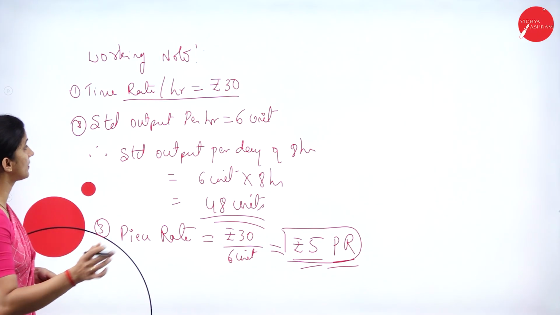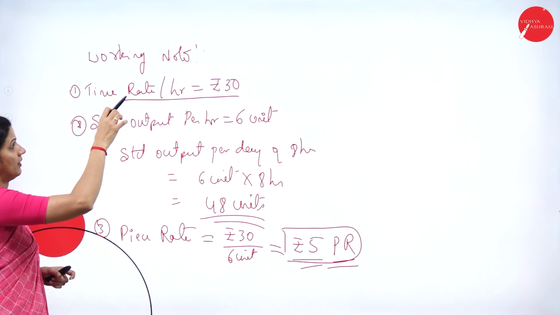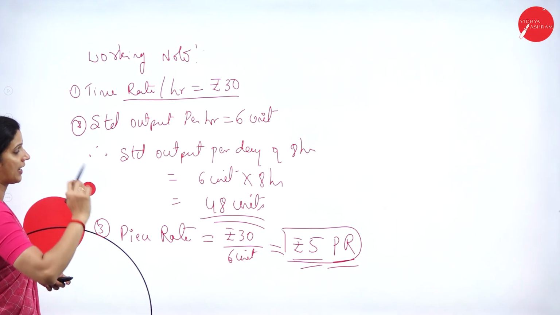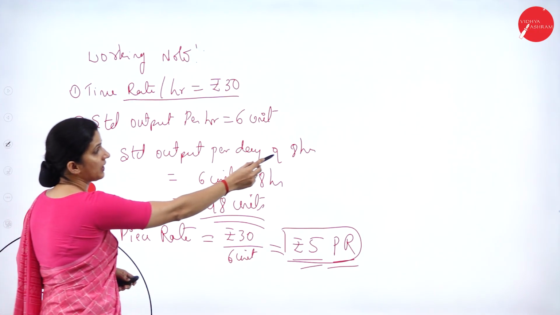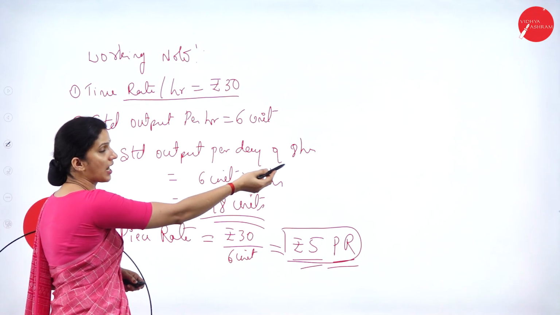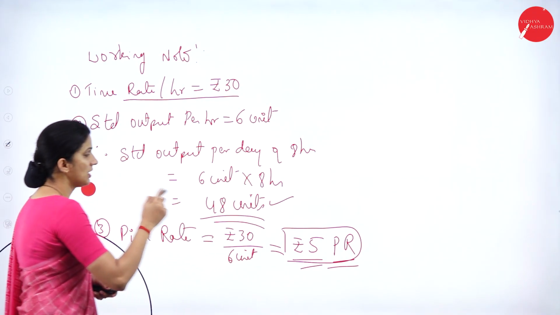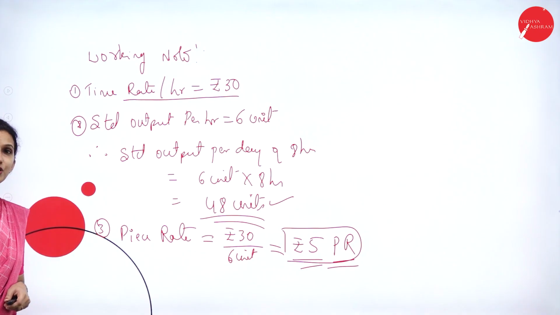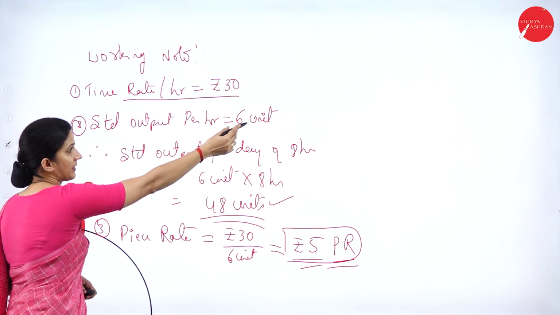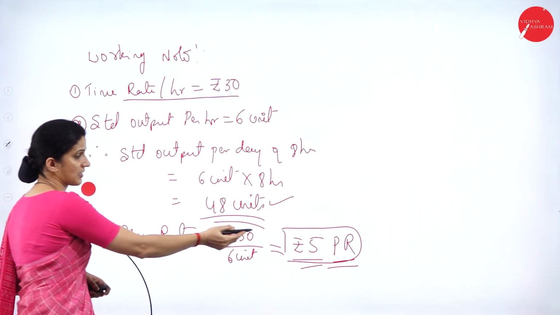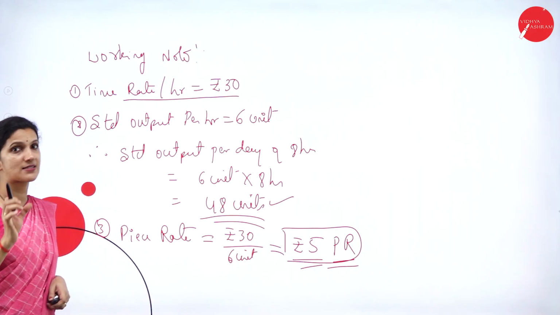Simple: first we need to calculate the standard output. Here they have given 1 day of 8 hours. So per hour, if it is 6 units, for 8 hours, how much? So we have got the standard output. Then we need to calculate the piece rate. That is time rate divided by number of units per hour, which is 6. So rupees 5 is the piece rate.